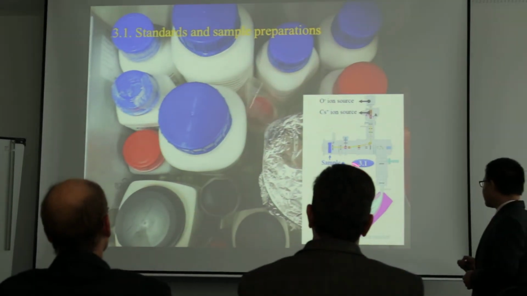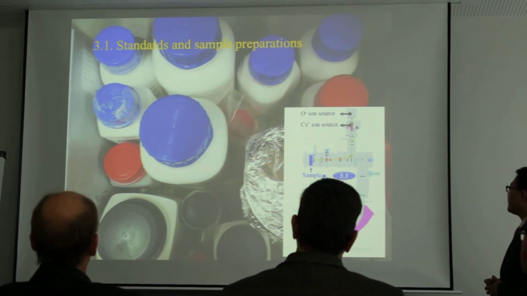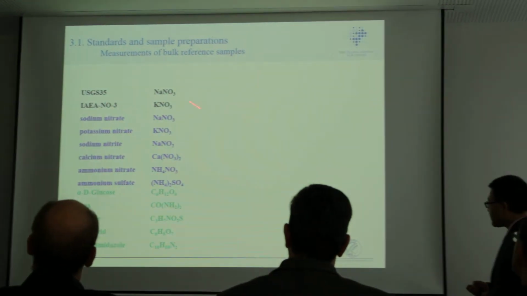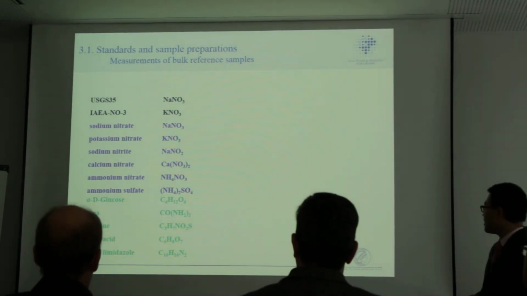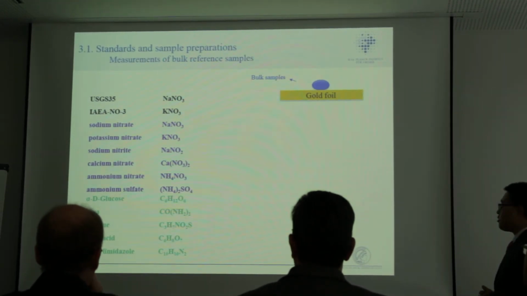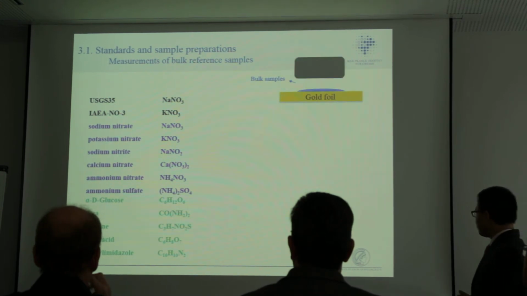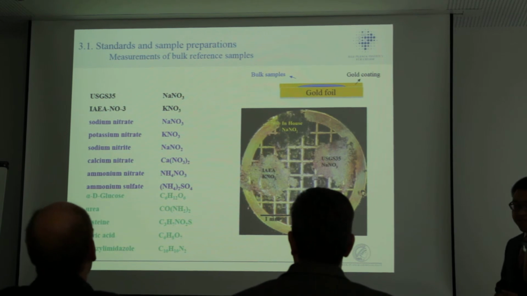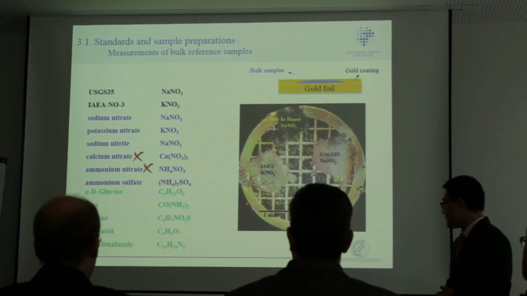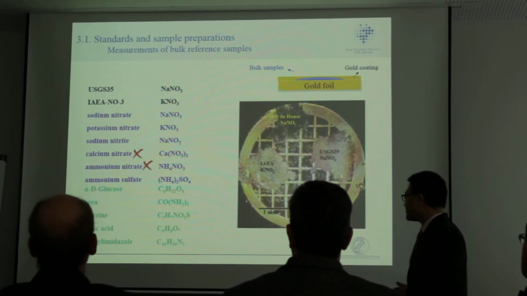So first, sample preparation. I use international isotopic standards and inorganic and organic in-house standards. Bulk samples are pressed on ultra-clean gold foil with gold coating, then measured in NanoSIMS. Most of those standards are successfully measured except calcium nitrate and ammonium nitrate.